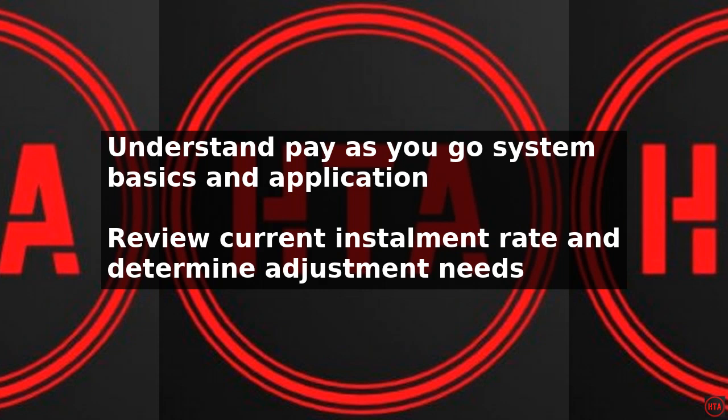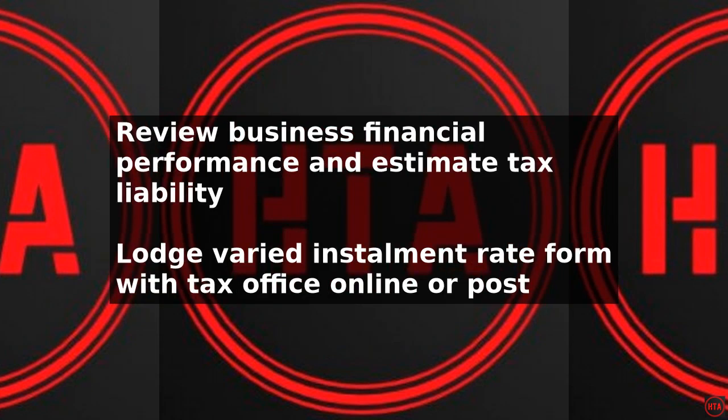The first step in varying pay-as-you-go installments is to review your current installment rate and determine if it needs to be adjusted. You can do this by reviewing your business's financial performance and estimating your expected tax liability for the year. If your business's financial performance has changed significantly since the start of the year, you may need to vary your pay-as-you-go installments to avoid a penalty.